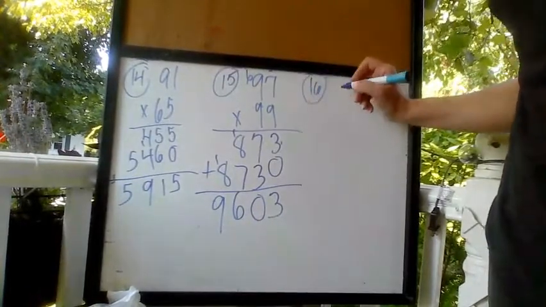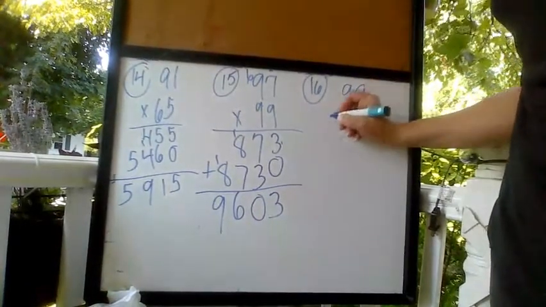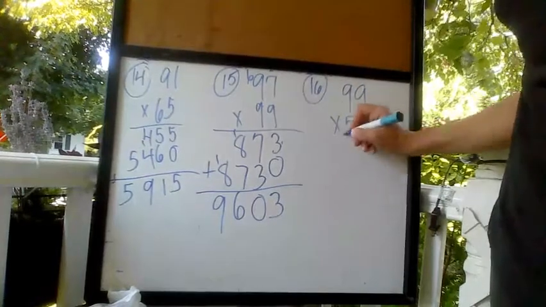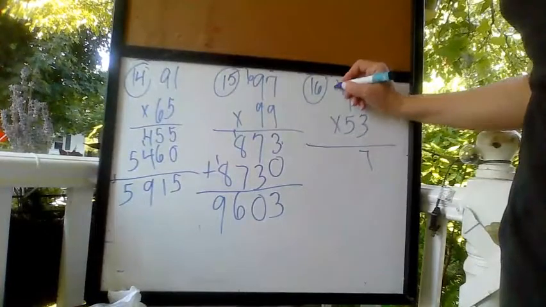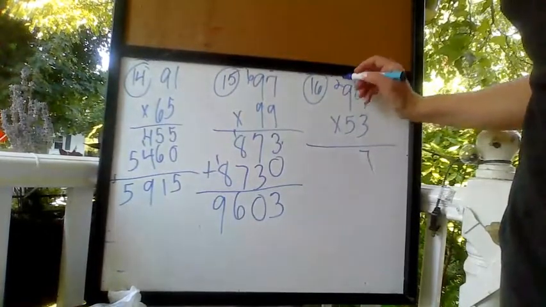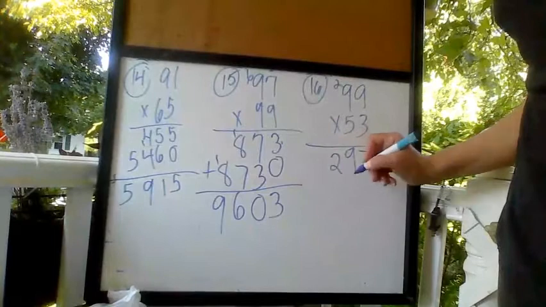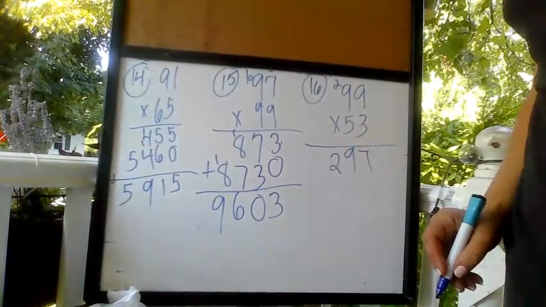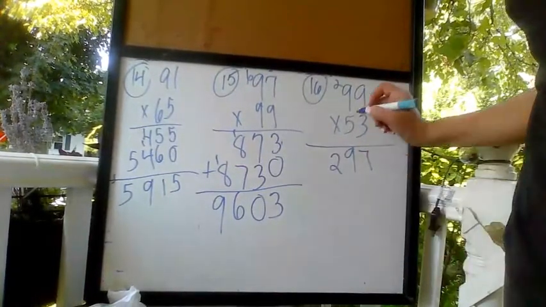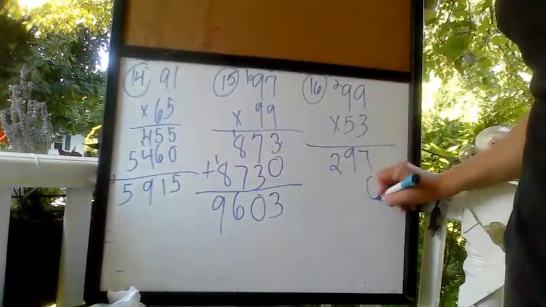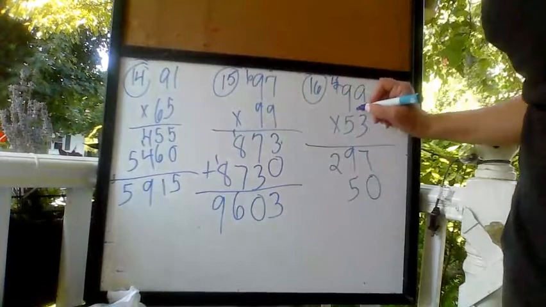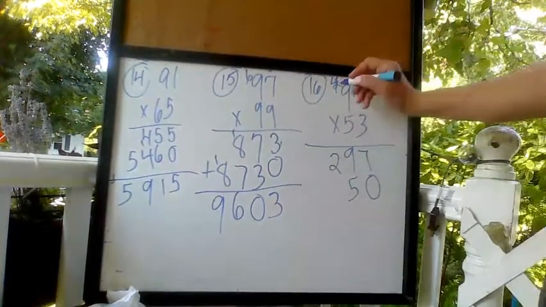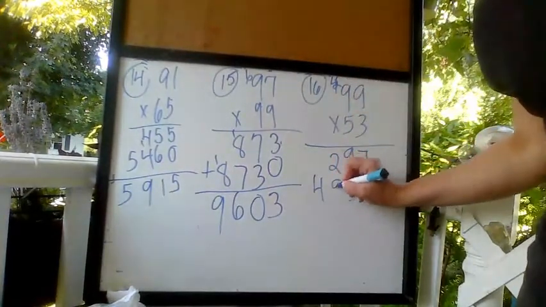All right, 16. 99 times 53. 3 times 9 is 27. 3 times 9 is 27 plus 2 is 29. Put a 0 here. 5 times 9 is 45, so we put a 5 here, carry the 4. 5 times 9 is 45, plus 4 is going to be 49.